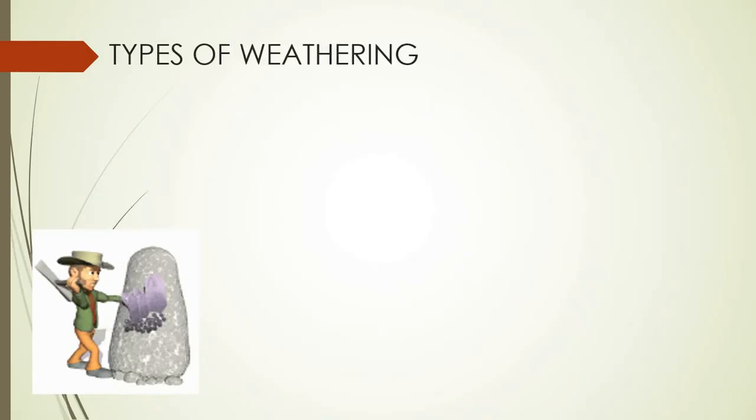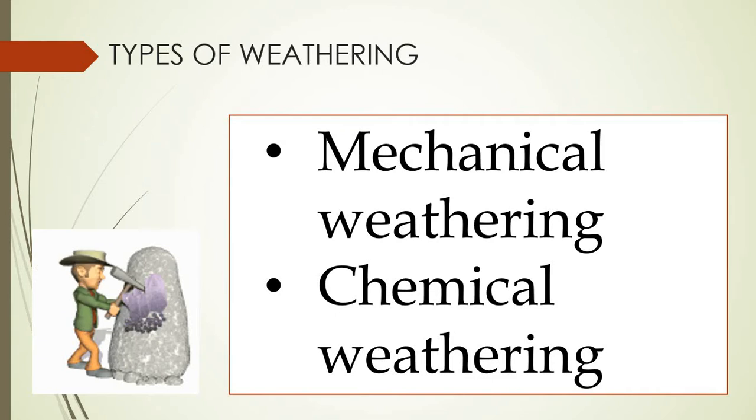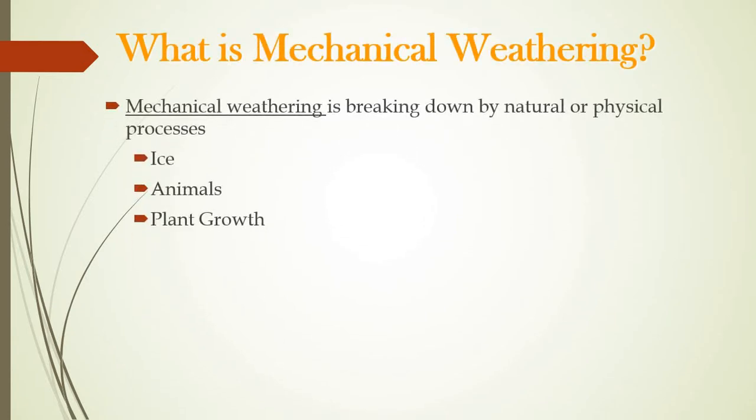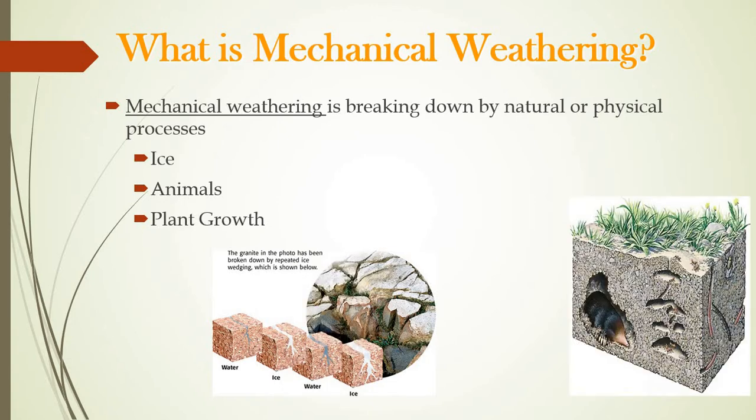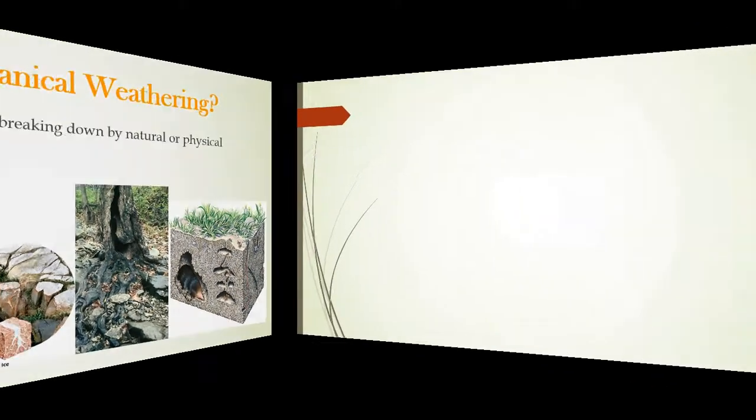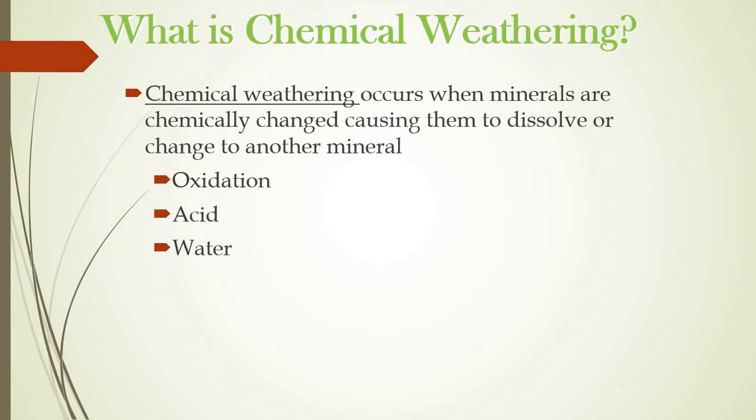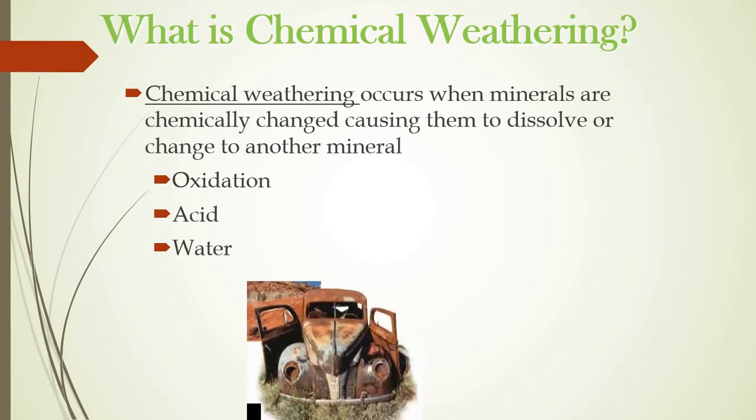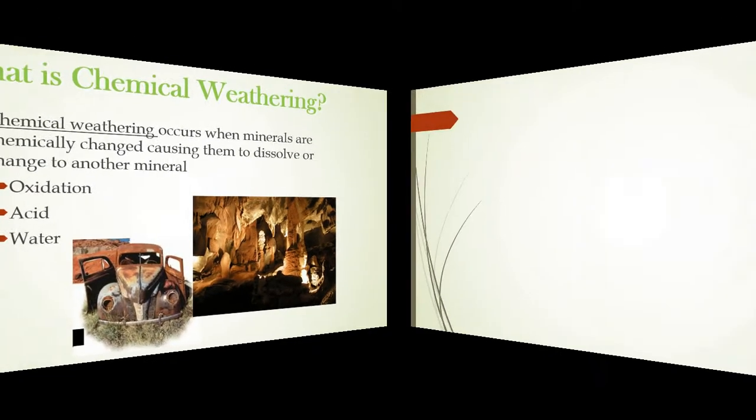We have here the two types of weathering: mechanical and chemical weathering. Let's first discuss mechanical weathering. Mechanical weathering is breaking down by natural or physical processes because of ice, animals, and plant growth. Chemical weathering occurs when minerals are chemically changed, causing them to dissolve or change to another mineral through oxidation, acid, or water.